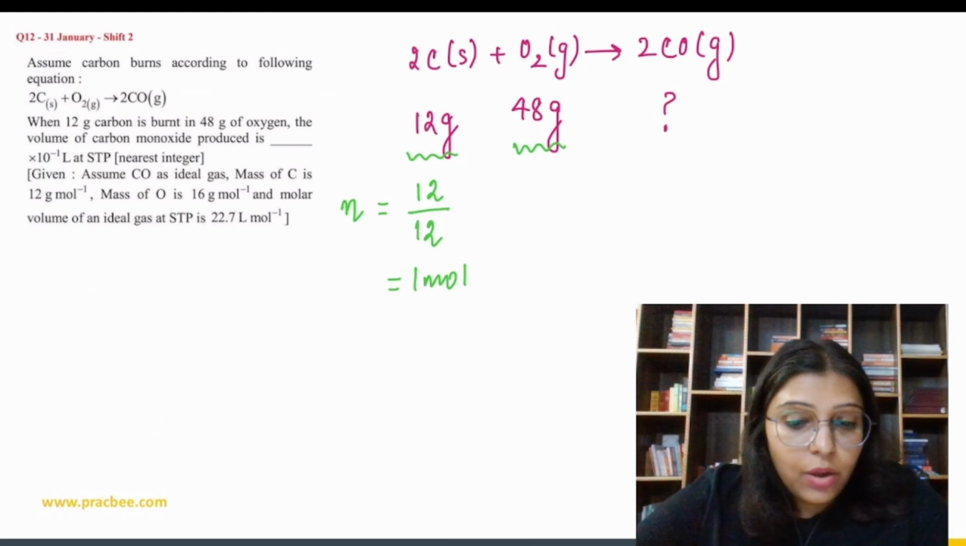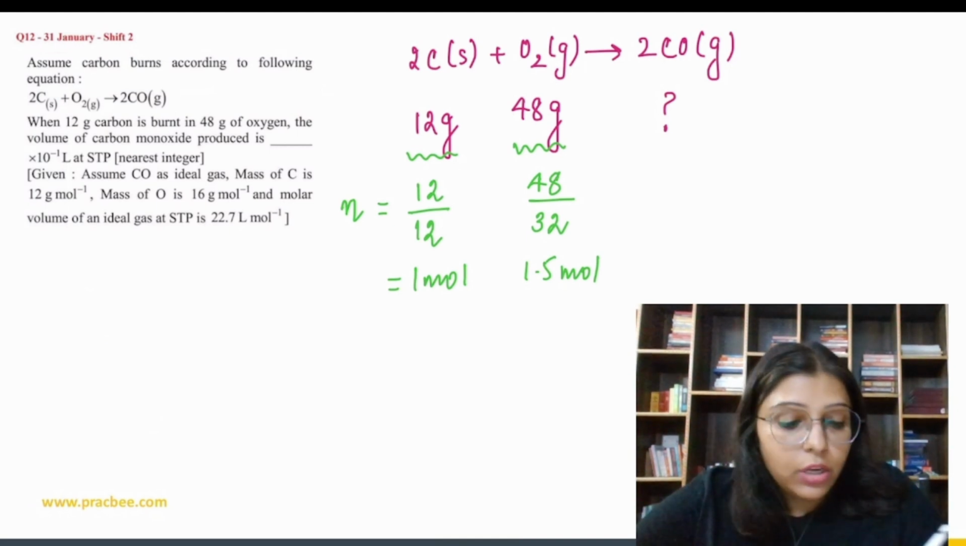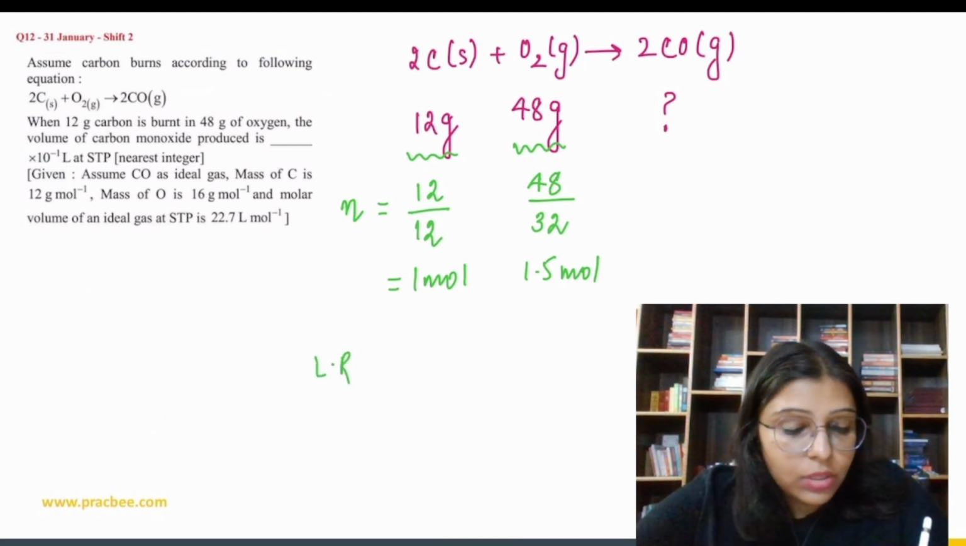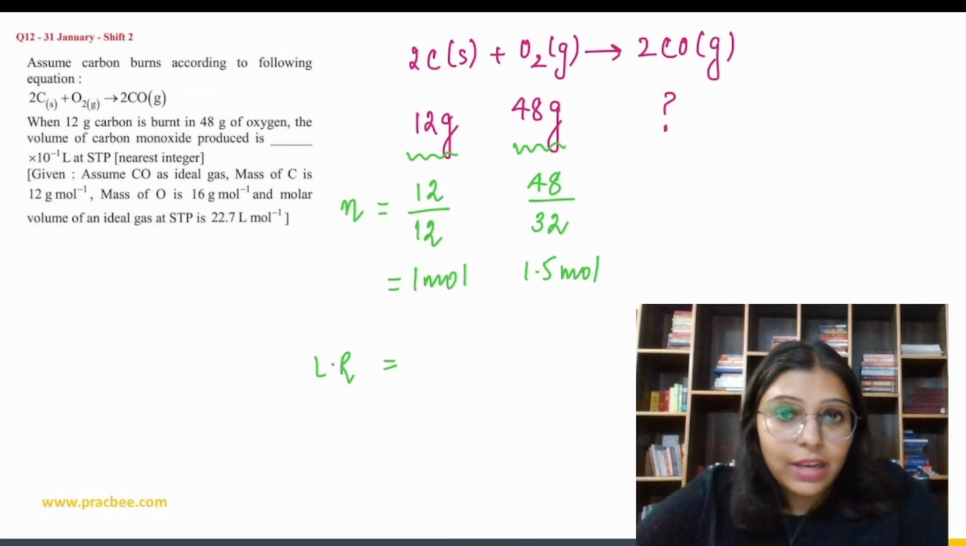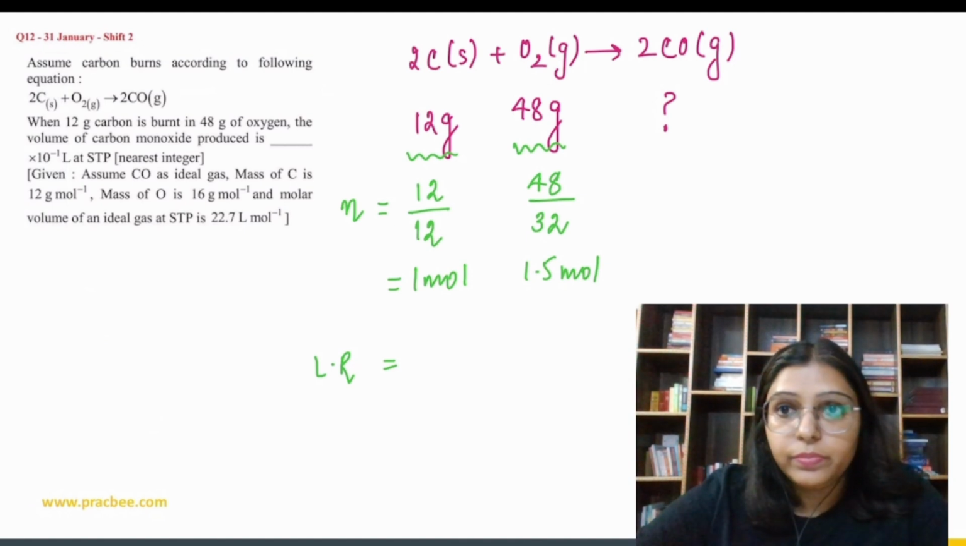Now let's calculate the moles of oxygen. Here the given mass of oxygen is 48 and molar mass is equal to 2 into 16, which is 32. So on solving 48 upon 32, we get 1.5 mole. Now in order to find the limiting reagent, there is a trick, there is a way to do this. What is the way? Like number of moles, just give me a moment.